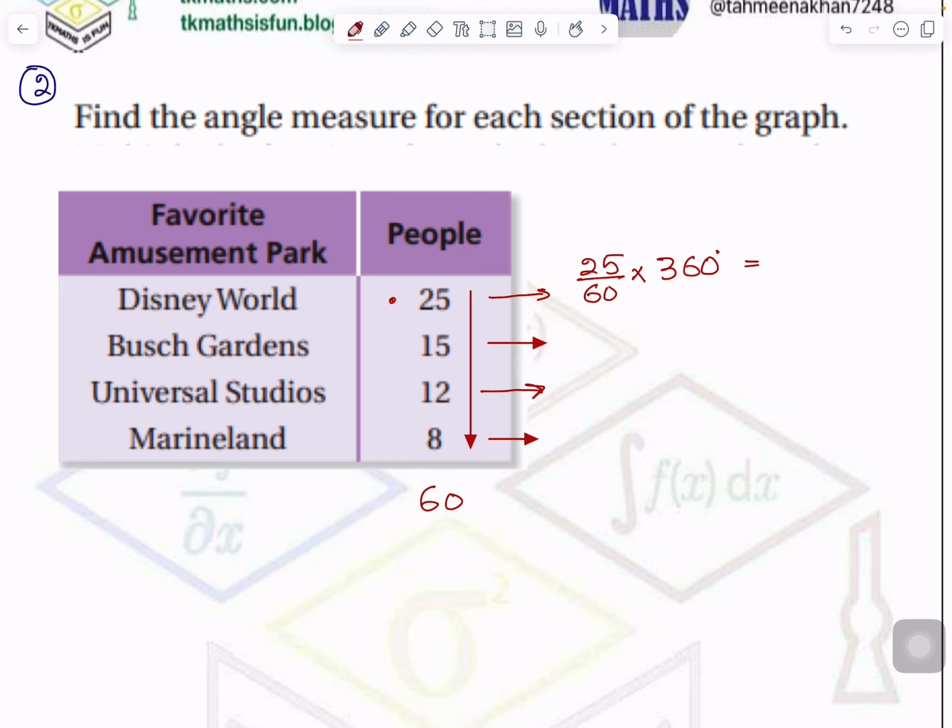I will just calculate all of this together. So let me first explain. Similarly, I want to calculate Busch Gardens. There are 15 people who went there, or it is their favorite park, out of 60. So 15 out of 60, I want to see what it will be equivalent to in degrees on the pie chart. So it is into 360. Similarly, 12 divided by 60 into 360. And the last one is 8 divided by 60 into 360.